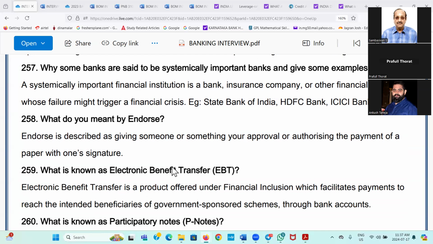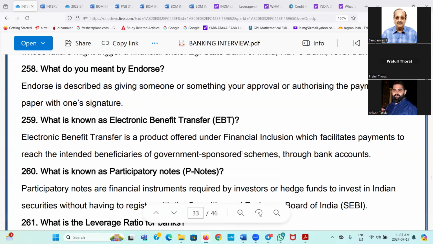Actually, this is a very remote answer. Normally when we say endorse, it means signing on the reverse of a check and giving it to another person. This is a bit complicated. 259, please.